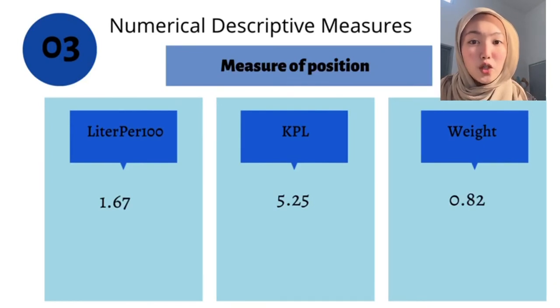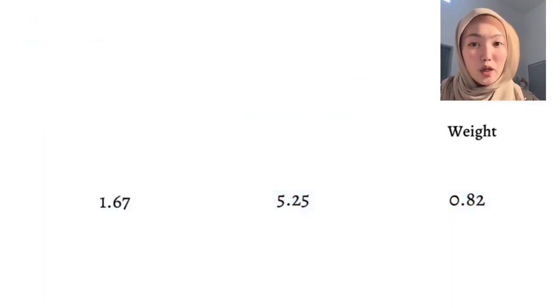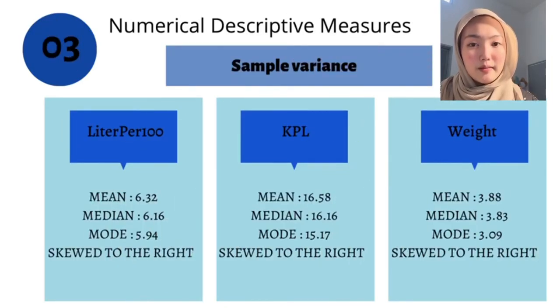Now we move to measure of position. Measure of position for liter per 100 is 1.67, while KPL is 5.25 and weight is 0.82. And lastly, we look for sample variance. The mean for liter per 100 is 6.32, while median is 6.16 and mode 5.94. They are skewed to the right.